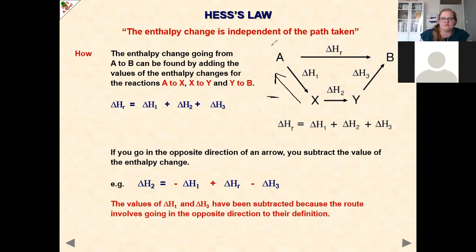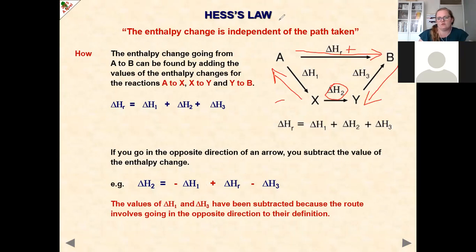And then I want a different pen color so we can see what's different. So we want to work out what delta H2 is. We're going this way, against the arrow, so we subtract whatever delta H1 is, and go this way. So we're following the arrow again, that's going to be a positive, we add that. But again, we're going against this one, so we take that one away. So it would be negative delta H1 plus delta HR negative delta H3. We're subtracting delta H1 and delta H3 because the route involves going in the opposite direction to their definition. That's really important to remember, and you can get asked to work out different ones.